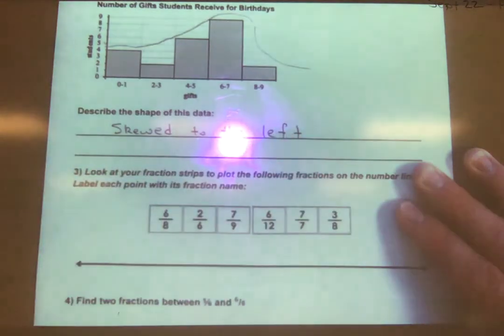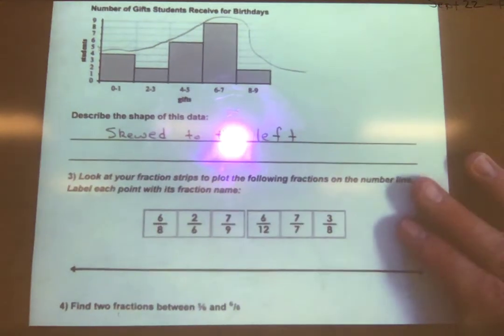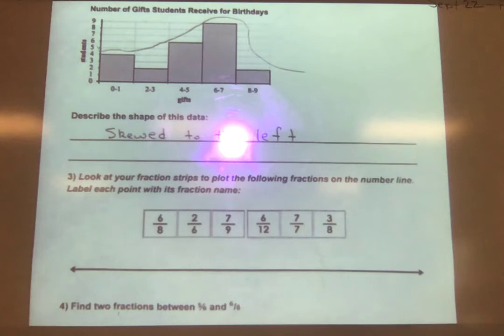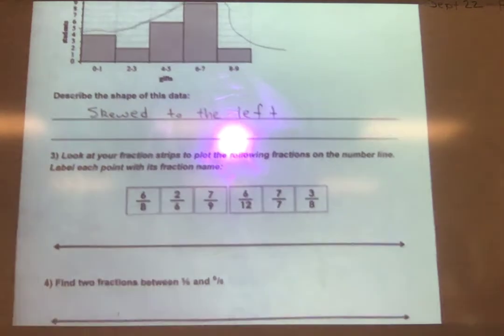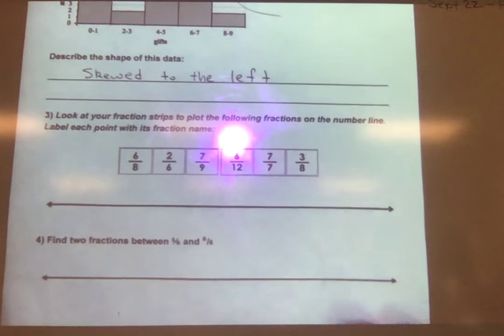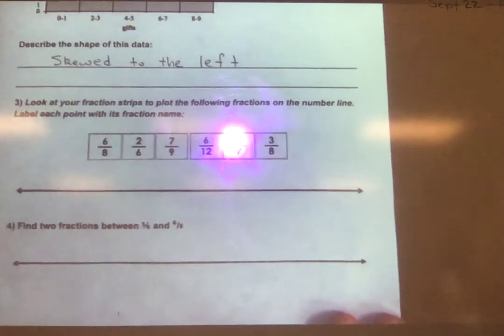Again, that lets us know there are some outliers, people who get things that are not as common in this situation. All right. Number 3, we're going to look at these fraction strips here, and we're going to have to plot these on the number line. So label each point with its fraction name. So we'll just put the points on here with its fractions.